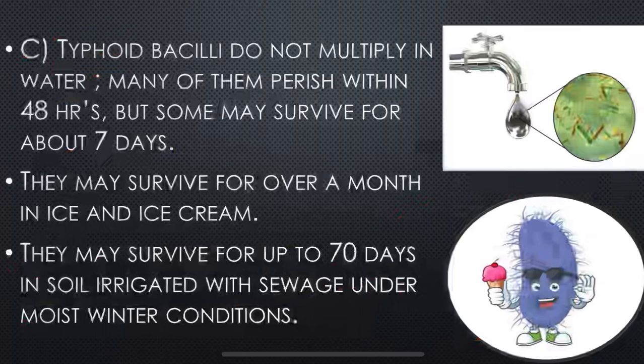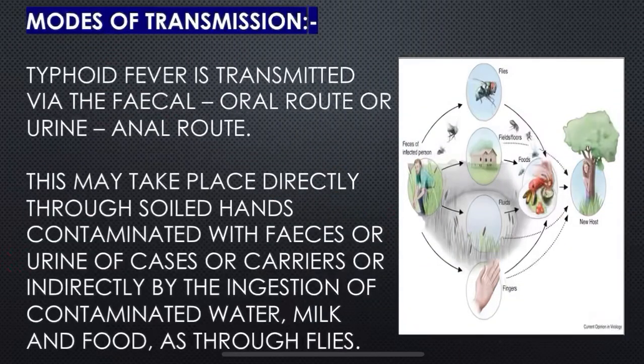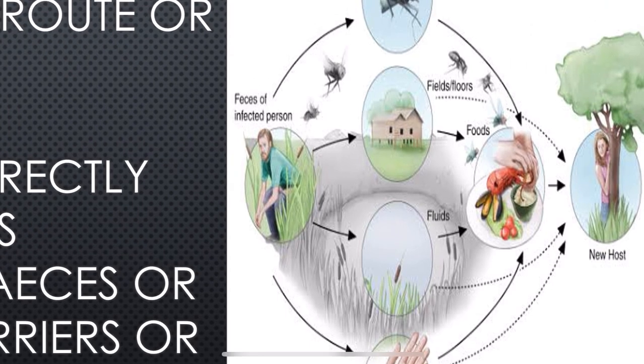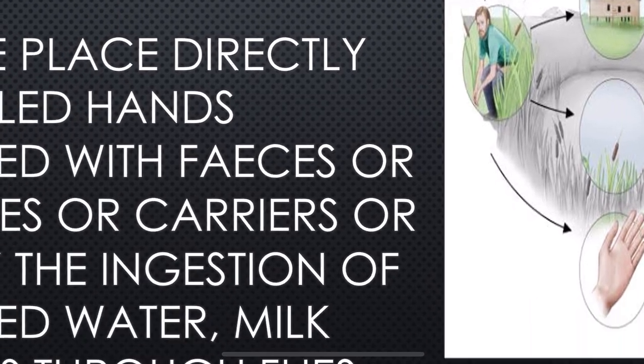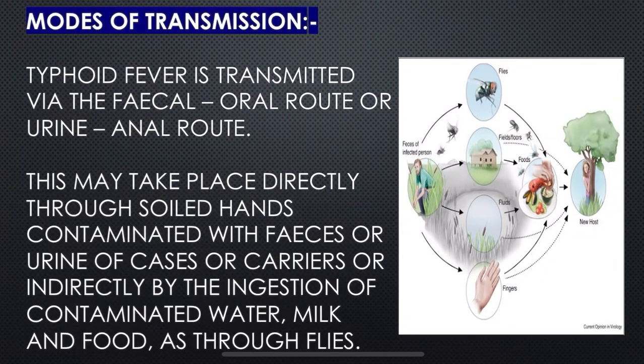So now we see here that typhoid fever is transmitted via the feco-oral route, urine-anal route. This may take place directly through soiled hands, which are contaminated with the feces or urine of the case or carrier. If the infected person does not wash his hands properly, does not maintain hygiene after passing stools, there are high chances that the contaminated hands can cause the direct infection.